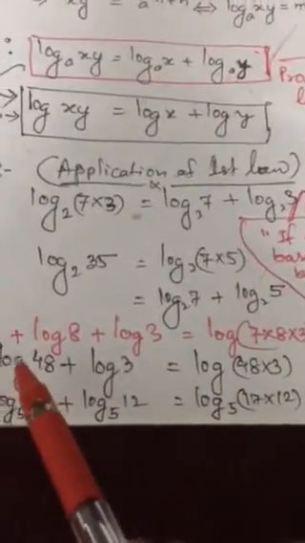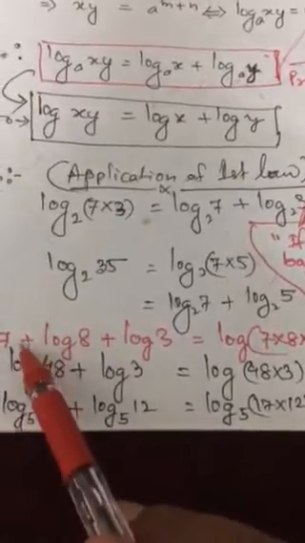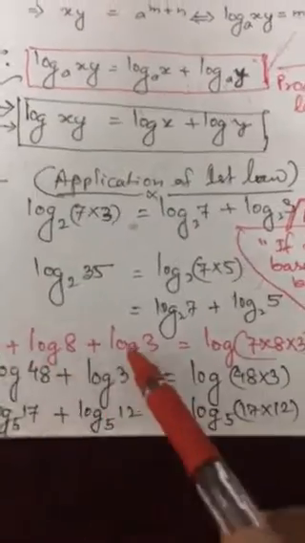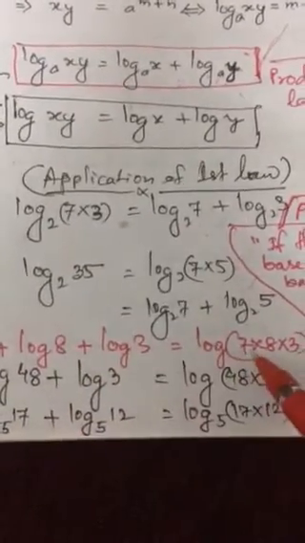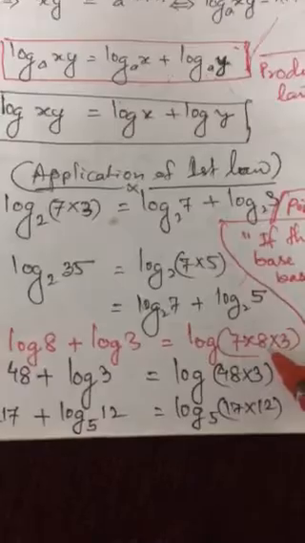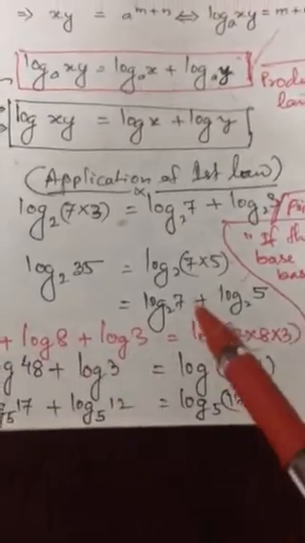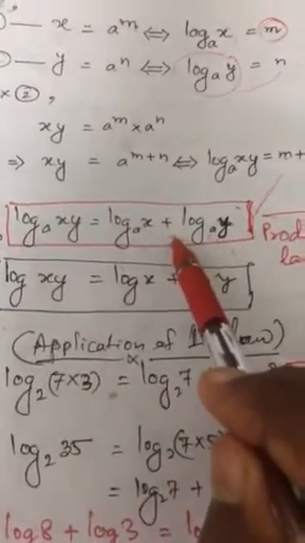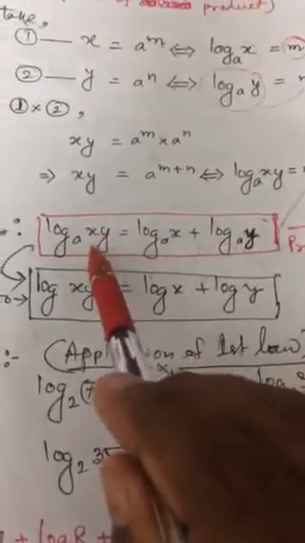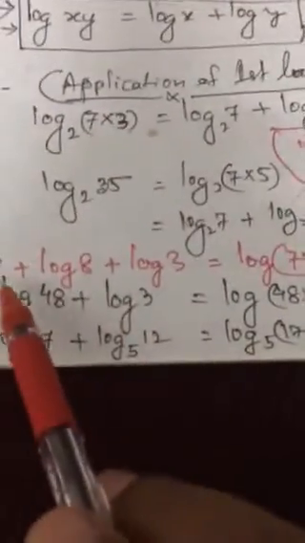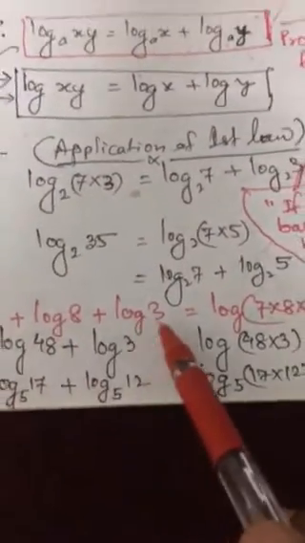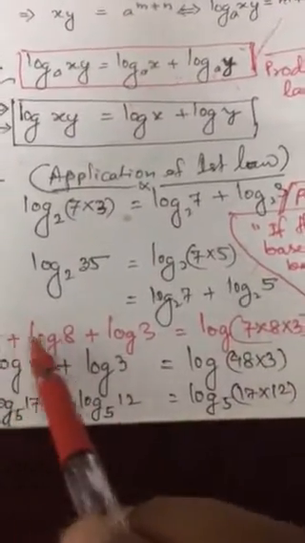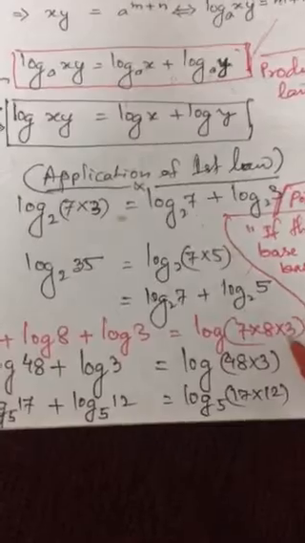Now another, you see here, log 7 plus log 8 plus log 3. It is in the form of sum. Form of sum is converted into the form of product, and form of product is converted into the form of sum. Always remember this. If form of product is converted into the form of sum, then form of sum is converted into the form of product. Similarly, I have done here, log 7 plus log 8 plus log 3 can be written log 7 multiply 8 multiply 3. So the form of sum is converted to form of product.